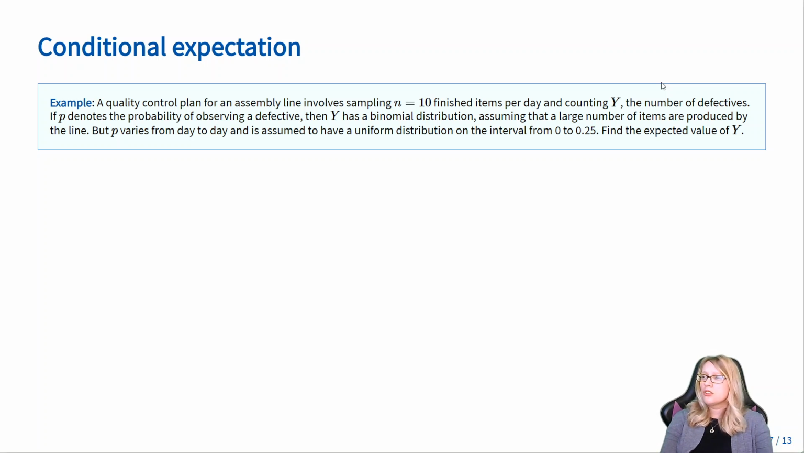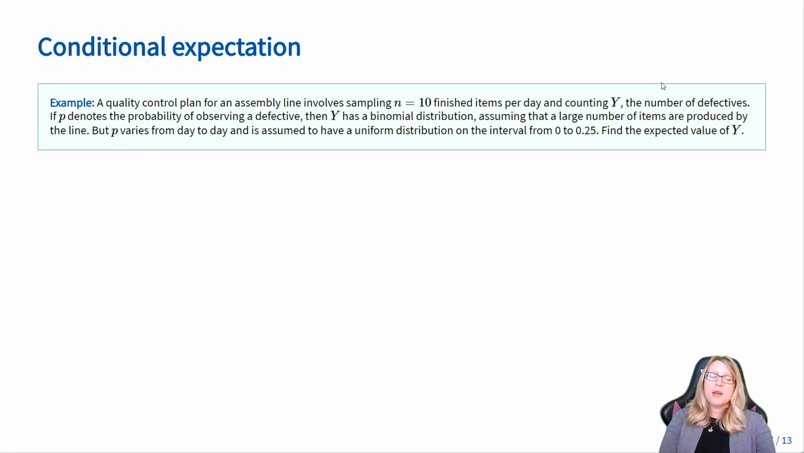We have a quality control plan for an assembly line that will involve us sampling n equals 10 finished items per day. Out of those 10 finished items, we'll figure out how many are defective. So we'll sample a small number off the manufacturing process. Now, if p denotes the probability of observing a defective, we can probably assume that Y follows a binomial distribution, assuming that we're sampling items off the line independently, that is.